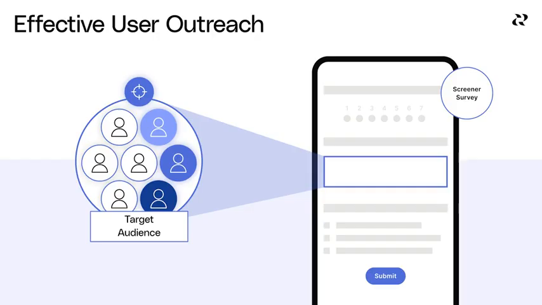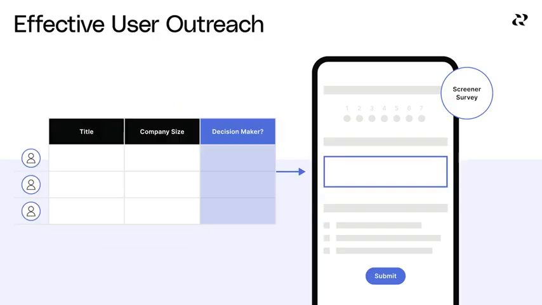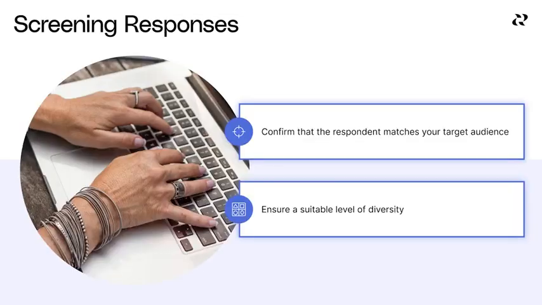So the questions in the screener should ask about any attributes of the target audience that you need participants to self-report on, things you aren't able to confirm through other data sources. For example, it's common to ask whether or not someone is the final decision maker in small business surveys. You can look up their title, company size, and industry, but you have to ask them if they have the authority to make purchasing decisions. You can't get that information any other way. As responses come in, you can start following up with people who are a good fit for your interviews. Primarily, you're looking for confirmation that people are interested and match your target audience. Then you want to ensure that you're getting a suitable level of diversity within the target audience.